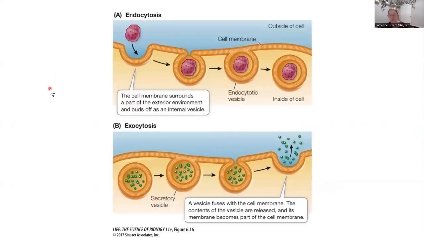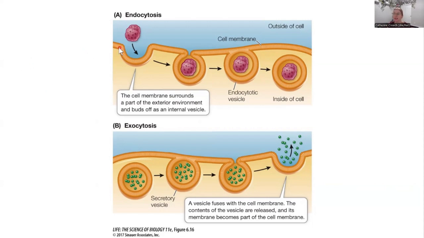Endocytosis and exocytosis. We know that endocytosis is taking into the cell. We've got two types, one for liquids and one for solids. So test yourself. Can you come up with those vocab words? They both start with P. And then we have exocytosis, which is releasing.